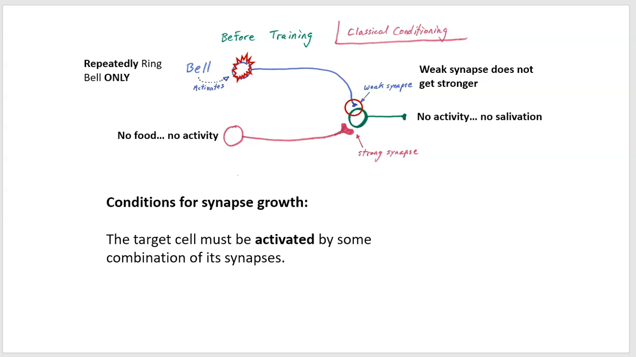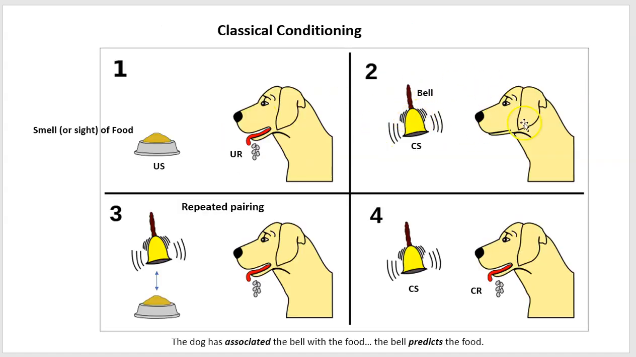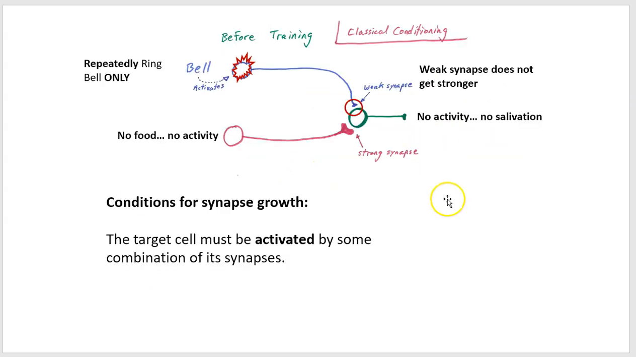Now, let's take a look at two important conditions for this plasticity to occur. First, let's go back to before training, and we're just going to ring the bell. We're not presenting food. This would be panel 2. We're just ringing the bell.